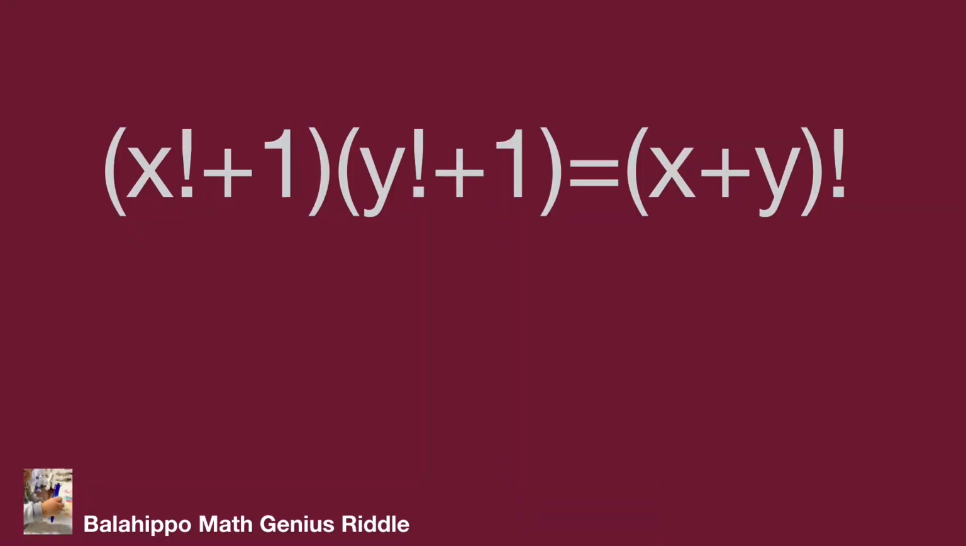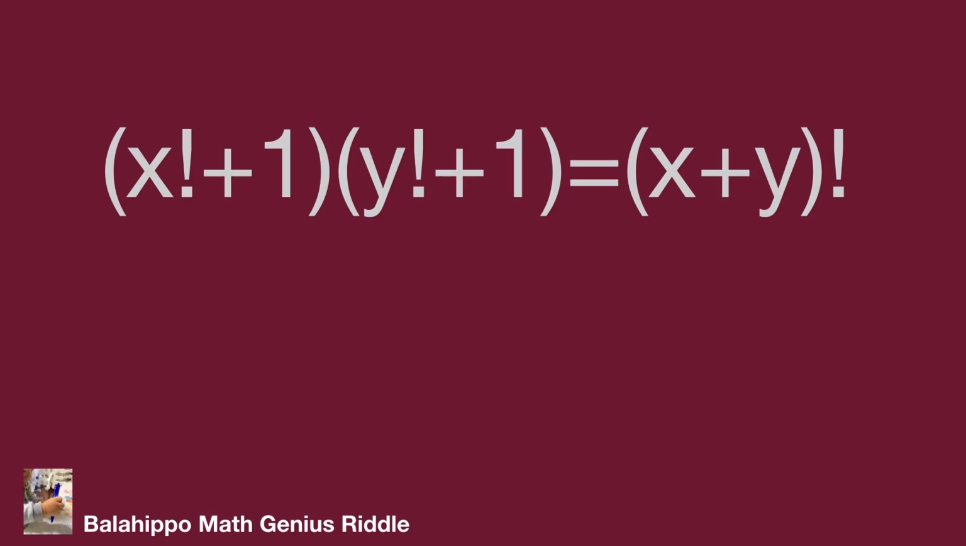The question: (x factorial plus 1) multiplies (y factorial plus 1) equals (x plus y) factorial. There are factorial items in this equation.